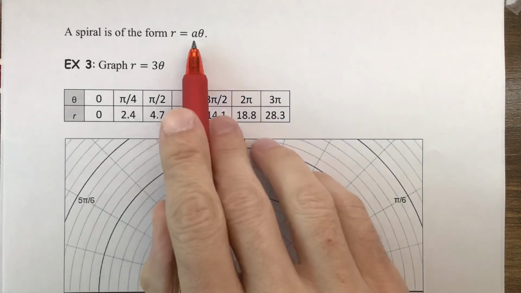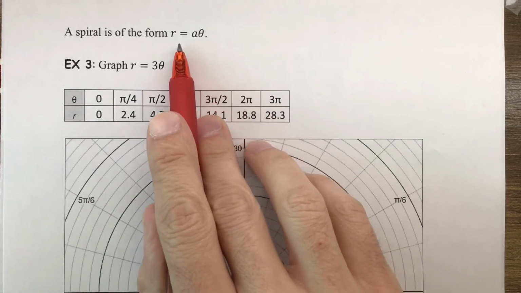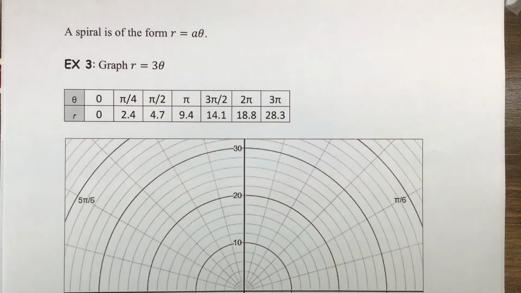Now that value could just be 1, so you could even get something as simple as just r equals theta, and that would graph a spiral, because as theta increases, so would the r value if they were equal to each other, right? Now, if you do have a value greater than 1, you are just going to see the spiral grow faster.